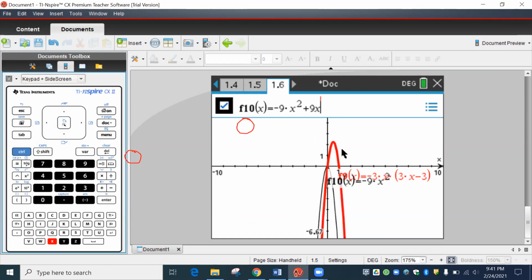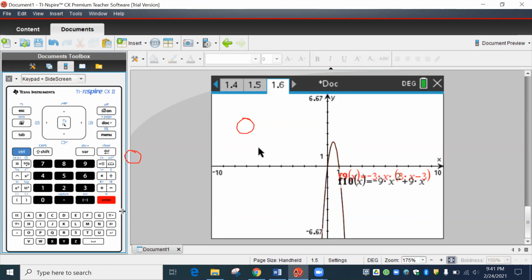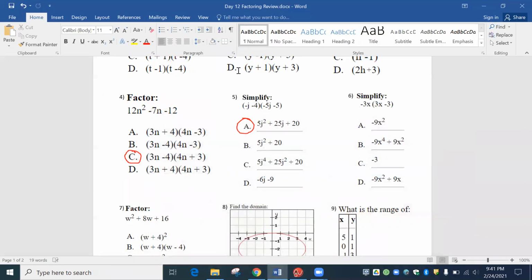All right, so once again, red was the original. So you're keeping your eye on that original right there and seeing if it changes color. Sure enough, it changed to black. So this is definitely going to be our answer right here. So the answer is going to be D.